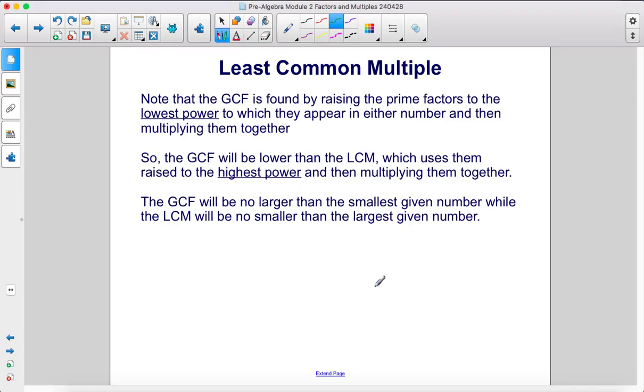Note that the greatest common factor is found by raising the prime factors to the lowest power to which they appear in either number, then multiplying them together. So the greatest common factor will be lower than the least common multiple, which uses them raised to the highest power and then multiplying them together. The greatest common factor will be no larger than the smallest given number, while the least common multiple will be no smaller than the largest given number.